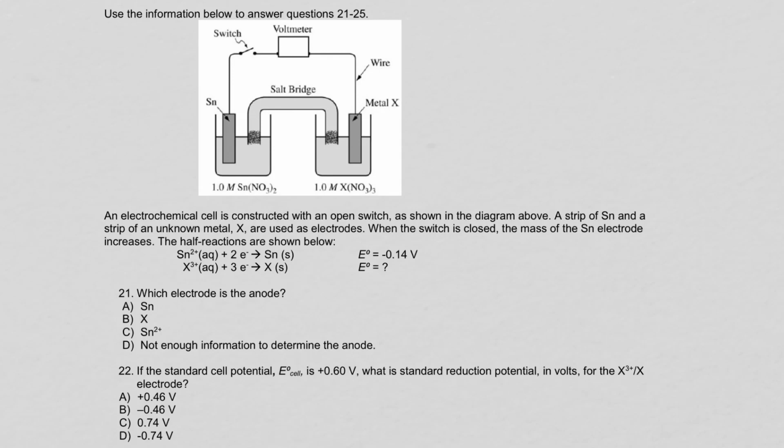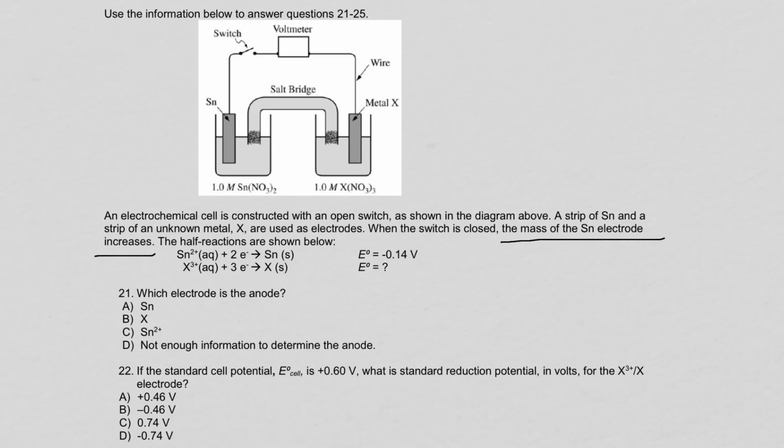In questions 21 through 25, we have a diagram of a galvanic cell, and students should notice that since there is a voltmeter, we have two separate containers. And as we're reading the information under the diagram, we need to help students recognize that vital information is probably contained in this, and again, sometimes they're so anxious to get to the question they don't read carefully, so they really do need to read these sentences, because our ability to solve this problem is based on our knowledge of what's given here. So it says a strip of tin and a strip of unknown metal X are used as electrodes. When the switch is closed, and here's the key, the mass of the tin electrode increases.